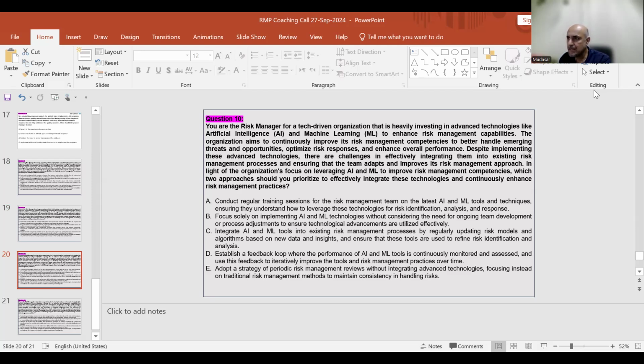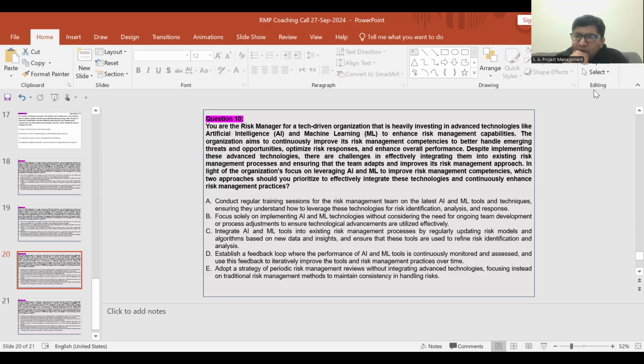A, conduct regular training sessions for risk management team on AI and ML tools, ensuring they understand how to leverage these technologies for risk identification, analysis, and response. It is a very good option. B, focus solely on implementing AI and ML without considering the need for ongoing team development. No, this is not okay. C, integrate AI and ML tools into existing risk management process by regularly updating risk models and algorithms based on new data and insight, and ensure that these tools are used to refine risk identification and analysis. It is a good option. D, establish a feedback loop where performance of AI and ML is constantly monitored and assessed and use this feedback to iteratively improve the tools and risk management practices over time. E, adopt a strategy of periodic risk management reviews without integrating advanced technologies. So this is gone. So I would select A, and I'm just thinking between C and D. C and D.